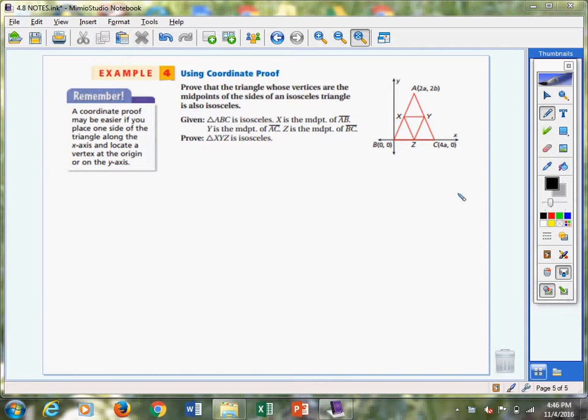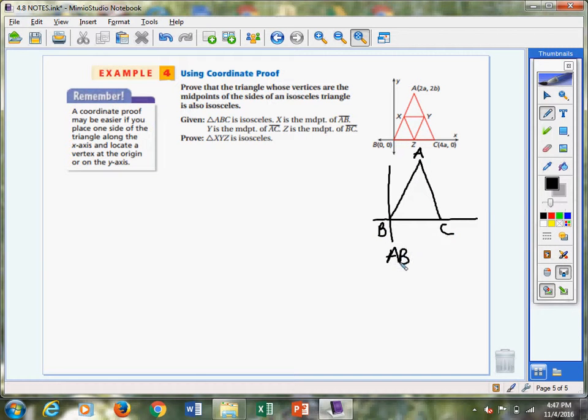We're going to prove that the triangle whose vertices are the midpoints of the sides of an isosceles triangle is also isosceles. So this is what they've done. Let me kind of redraw it. They said, okay, here's an isosceles triangle. So we know that, if we call this A and this B and this C, AB is congruent to AC, because it's an isosceles triangle. So let me change colors. Let's change to red.